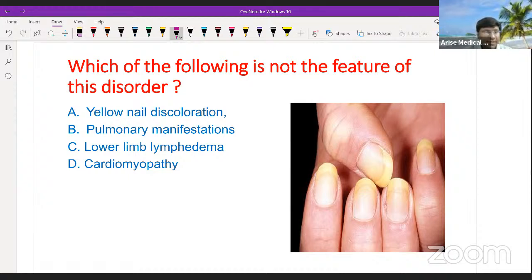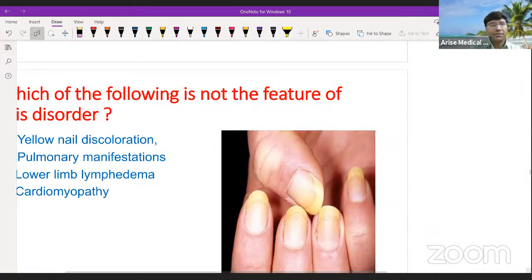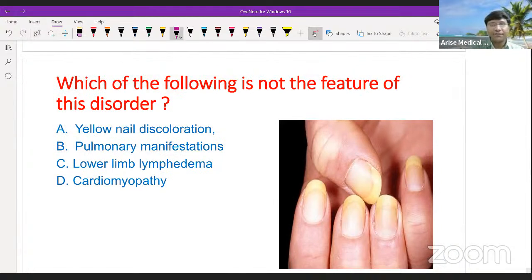Can anyone make an attempt? Very good, Vijay Bhargava. Excellent. Vijay Bhargava has answered first. So what is this particular condition? This clinical condition shown in the image is suggestive of yellow nail syndrome.